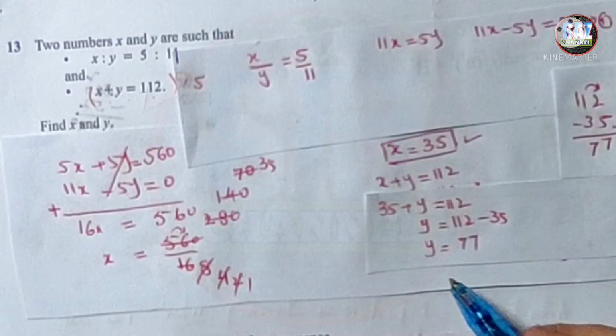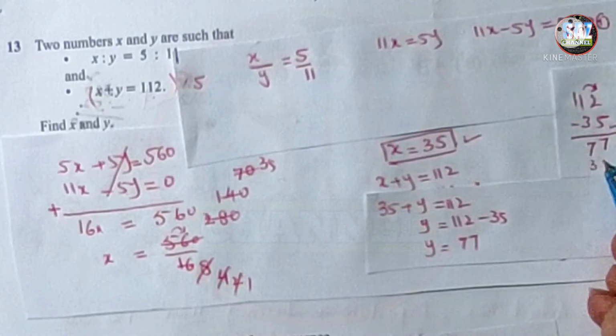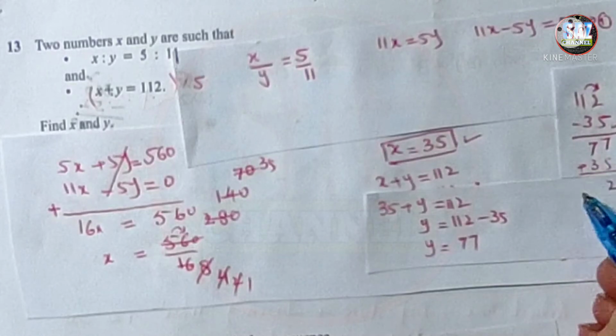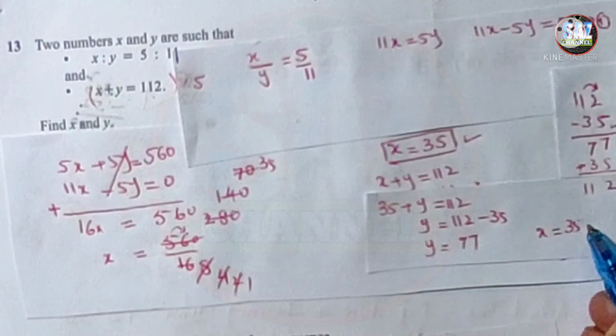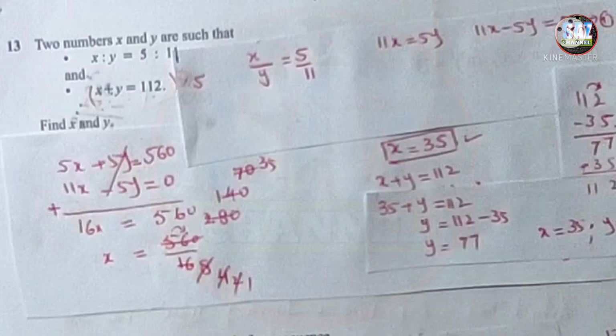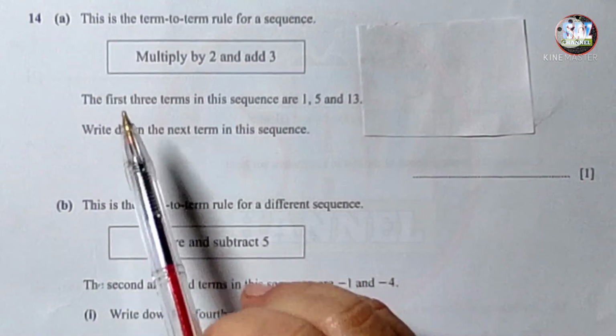Before writing the final answer, we have to recheck the values as well. 77 plus 35: 7 plus 5 is 12, 7 and 3 is 10, and 1 makes 11, which matches. So x equals 35 and y equals 77. I hope you are clear about this question. And let's move to the second question.